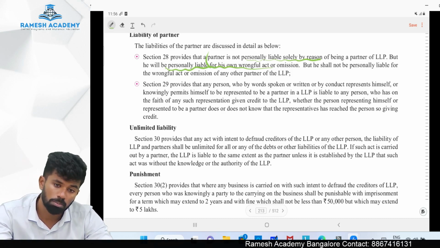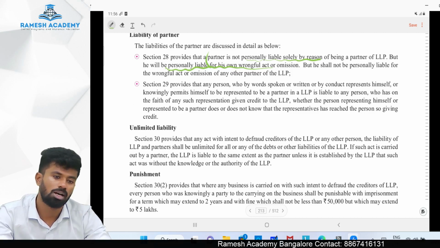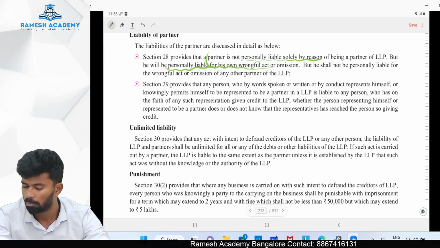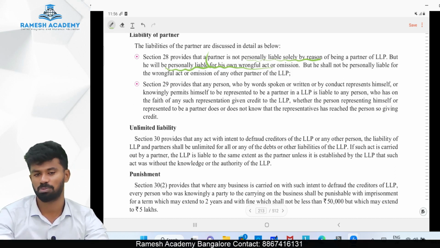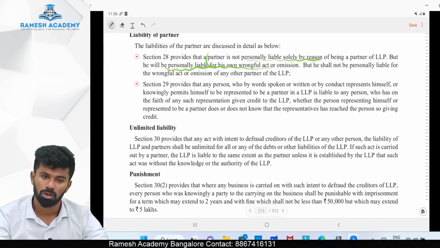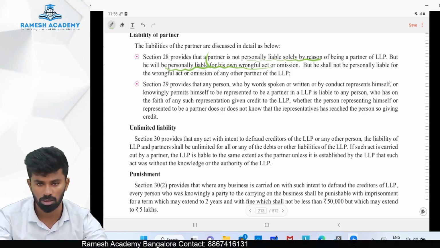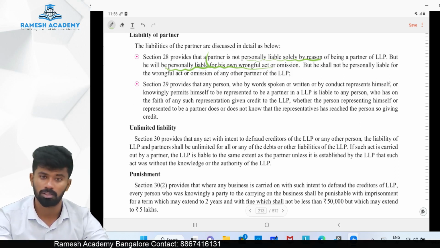But if one partner does a wrongful act, is the other partner responsible? No. But for the wrong of one partner, who is responsible? LLP is responsible, because a partner is the agent of LLP but not the agent of other partner.